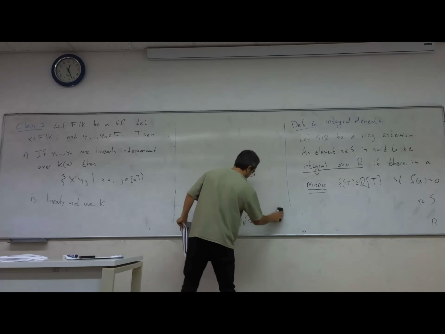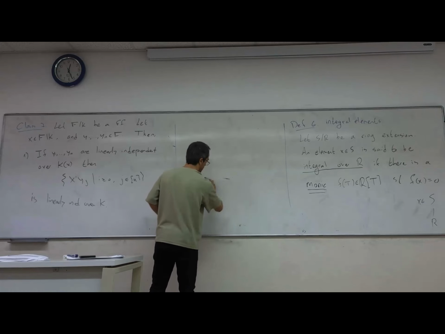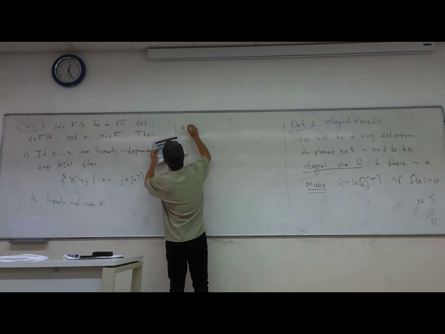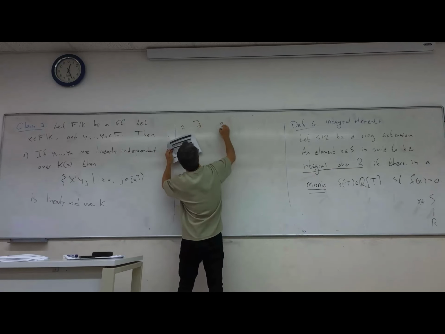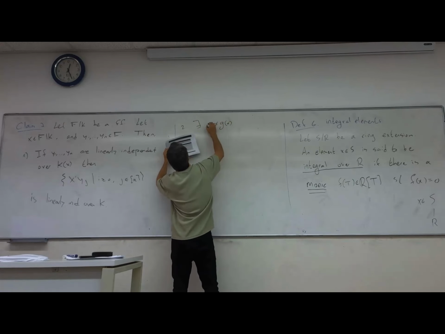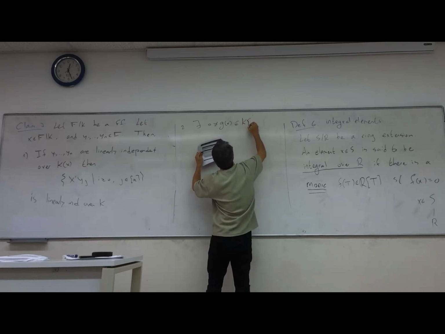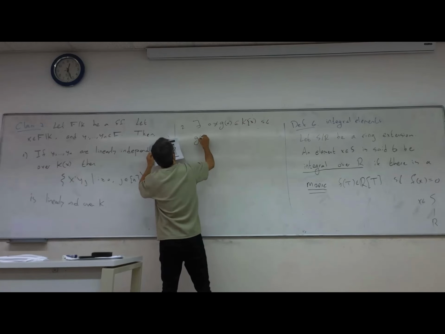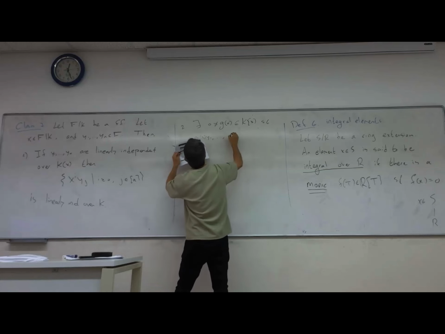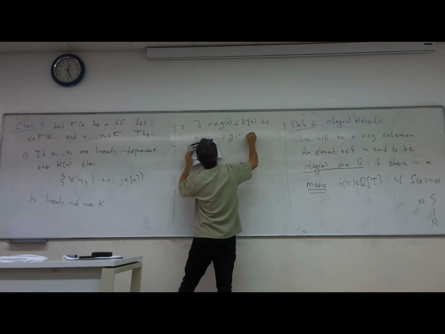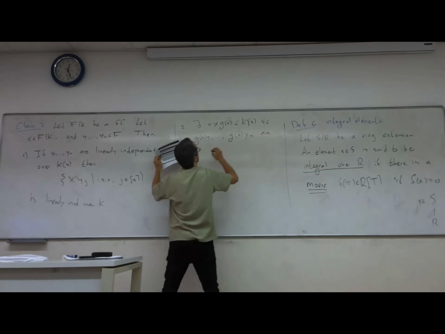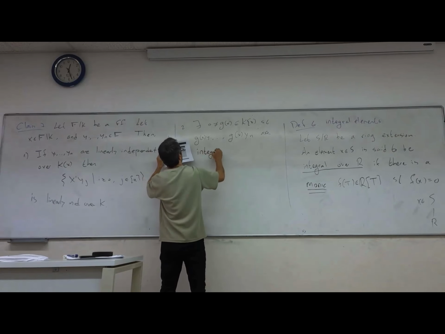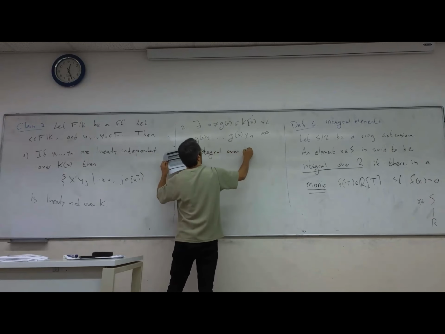Okay. And point 2 is not obvious. There exists some g of x, a non-zero polynomial in x, such that g of x times y1 up to g of x times yn are integral over k of x.